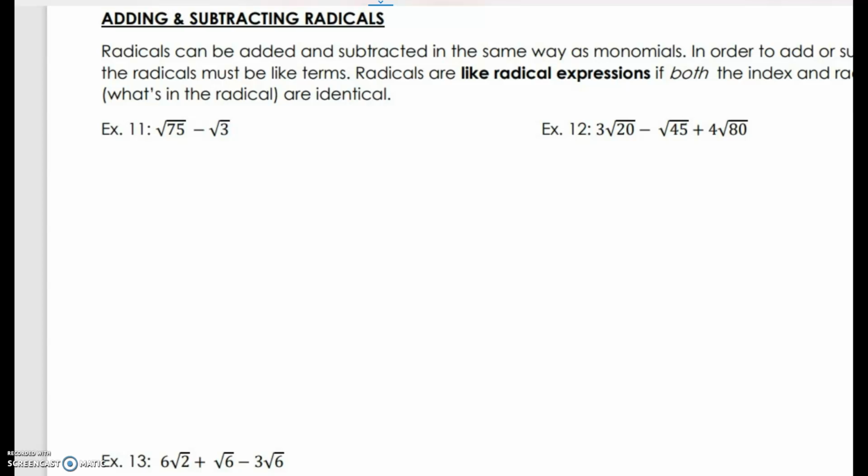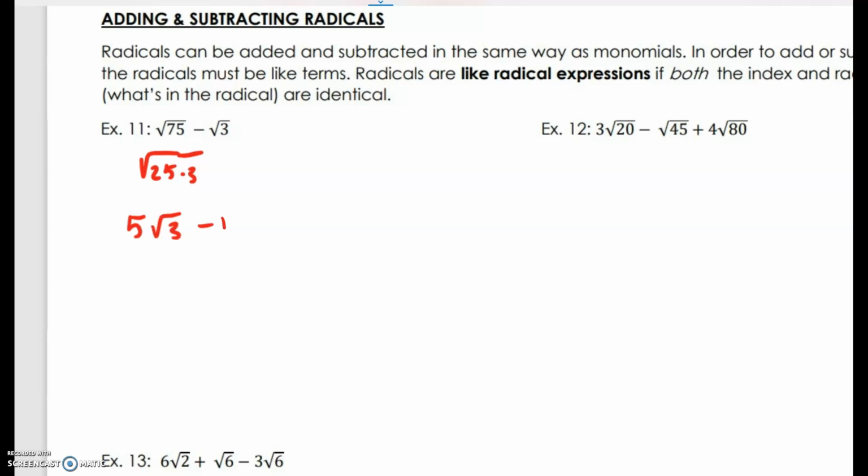So let's take a look at number 11, square root of 75 minus radical 3. So at this time we cannot put those together. But square root of 75, I believe, is something that can be simplified. So let's see if we can do that. 75 is the same thing as 25 times 3. 25 is a perfect square, so I can pull out a 5. So I got 5 radical 3. So that's what 75 is. Square root of 75 is 5 radical 3.